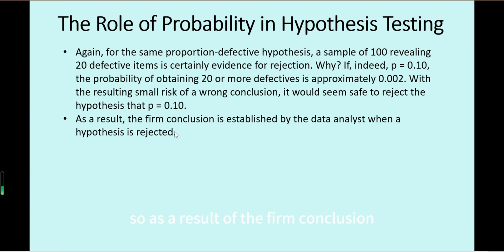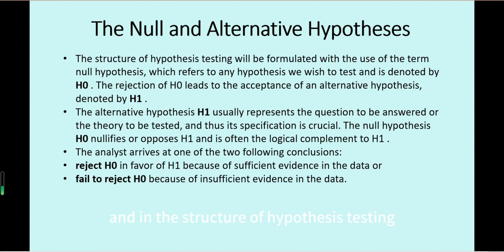So a firm conclusion should be established by the data analyst where the hypothesis is rejected. So we hope to see rejection, but we have to make a firm conclusion. We have strong evidence. This is the basis of the rejection of a hypothesis. And in the structure of hypothesis testing, it's very important to know there are two types of hypothesis, H0 and H1.